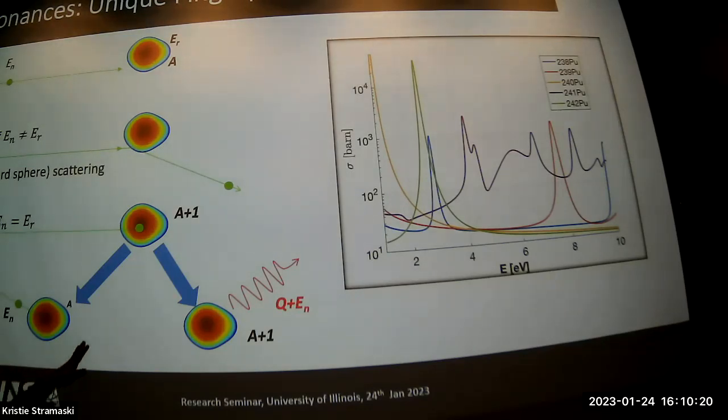So here in this plot on the right side, you can see these peaks. The y-axis is the cross section of neutron absorption. So that probability increases considerably when there is a particular energy, which is the resonance energy.